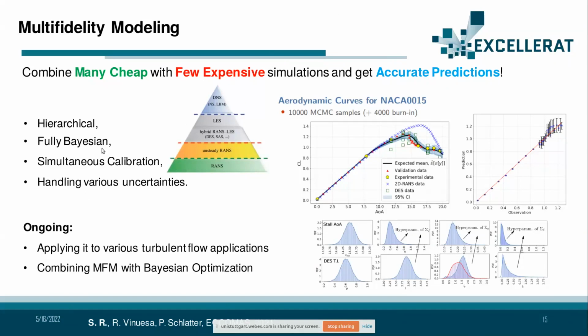In particular, we have proposed a multifidelity model which is hierarchical, fully Bayesian, and can also handle simultaneous calibration of different modeling parameters in the model. We can also have observational uncertainty in the data. For instance, here we have applied the approach to estimate the variation of lift coefficient for an airfoil versus angle of attack, having only very few, here 7, accurate data points. But we have much cheaper data, which are combined with these 7 high fidelity data. As you see, the predictions of the multifidelity model are relatively accurate.